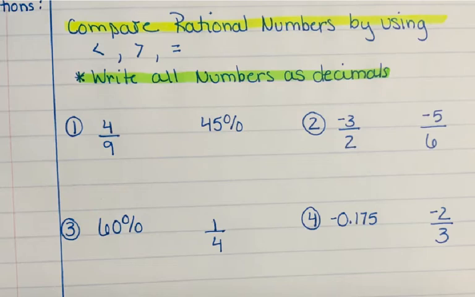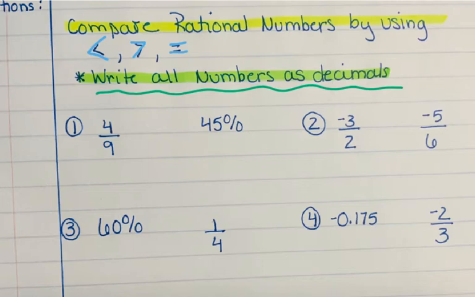We're going to begin by just comparing rational numbers using less than, greater than, or equal to. What you need to do first is to always write the numbers as a decimal. That doesn't have to be a decimal. They can both be fractions or they can both be percents, but writing it as a decimal is the easiest. So it's best to change everything to a decimal.